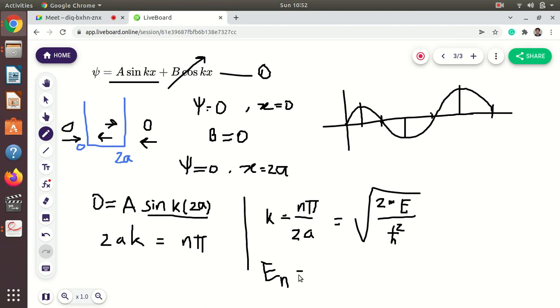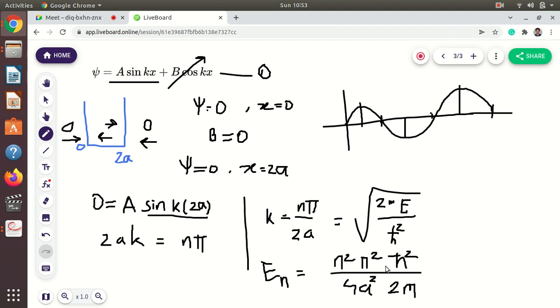So we will write this as E n. So this becomes n squared pi square upon 4a square, h cross square upon 2m. So remember, h cross square pi square upon 2m is common for each wave function. In h cross there is h upon 2 pi, so if you write it in terms of h, the pi square can get cancelled. So an extra part will be there.